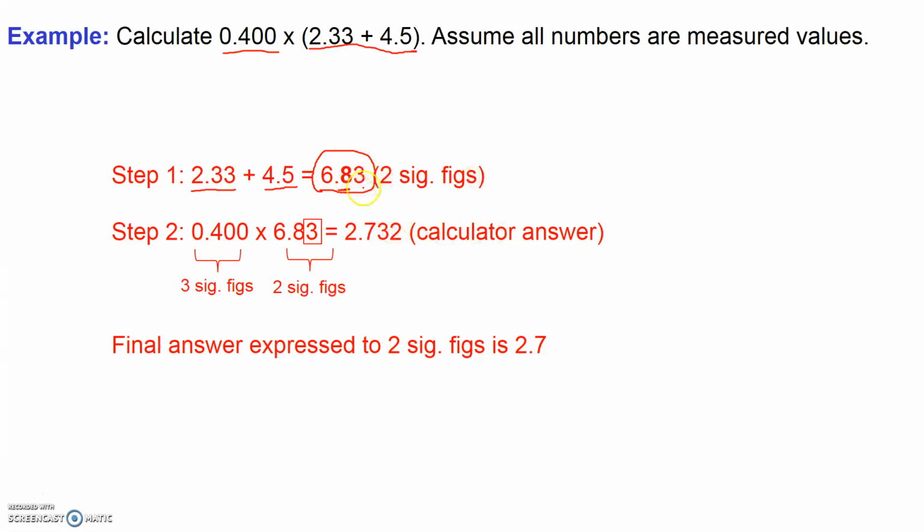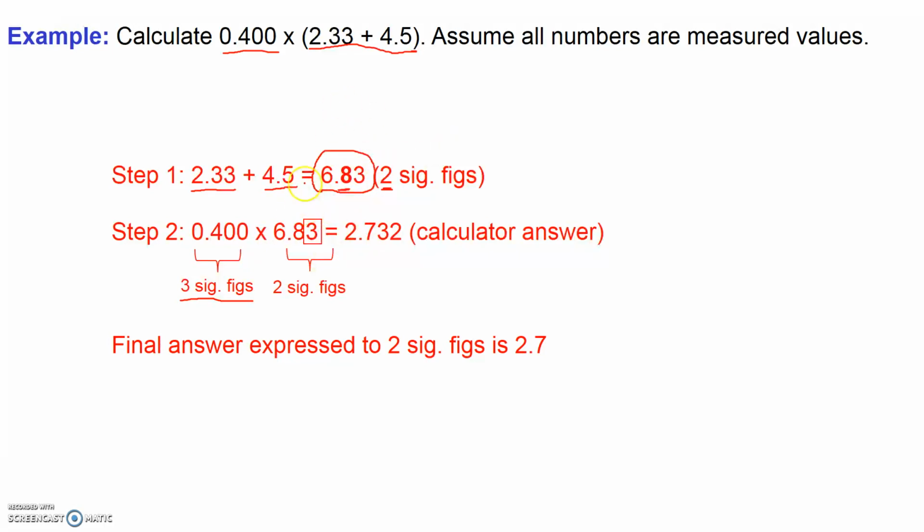Now I continue on with my unrounded answer to do the multiplication, and I'm taking note of the significant figures of each part, because that's what's important in determining the significant figures in a multiplication. So this one here has the leading 0, which doesn't count. It has a decimal point, 1 non-zero number and 2 trailing zeros. So this one has 3 significant figures.